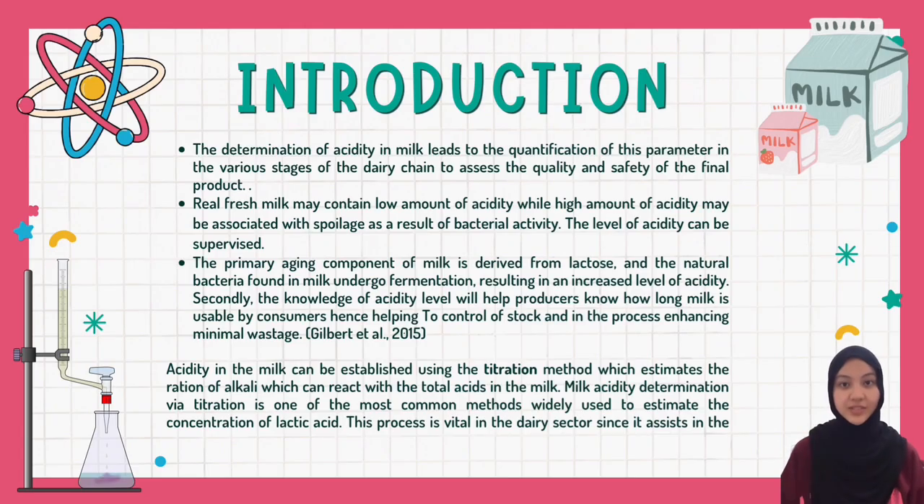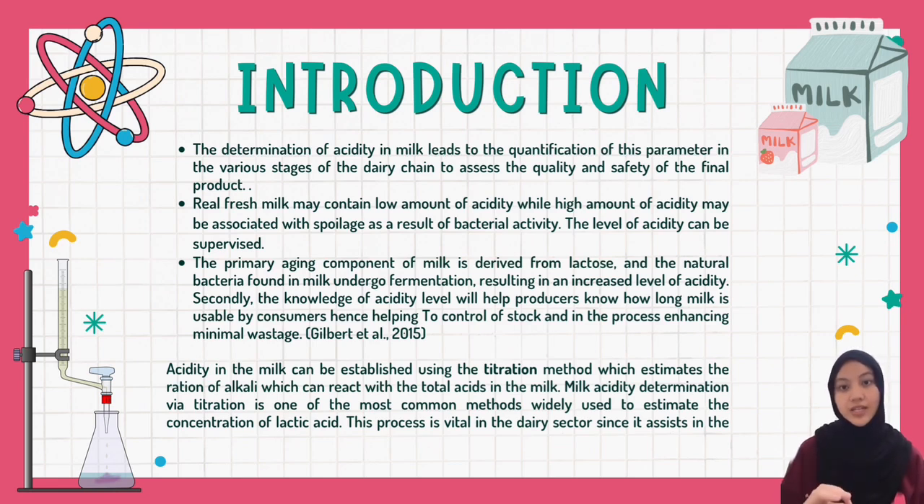Now, the determination of acidity in milk leads to the quantification of this parameter in the various stages of the dairy chain to assess the quality and safety of the final product. Real fresh milk may contain low amount of acidity, while high amount of acidity may be associated with spoilage as a result of bacterial activity. The level of acidity can be supervised. The primary aging component of milk is derived from lactose, and the natural bacteria found in milk undergo fermentation, resulting in an increased level of acidity.